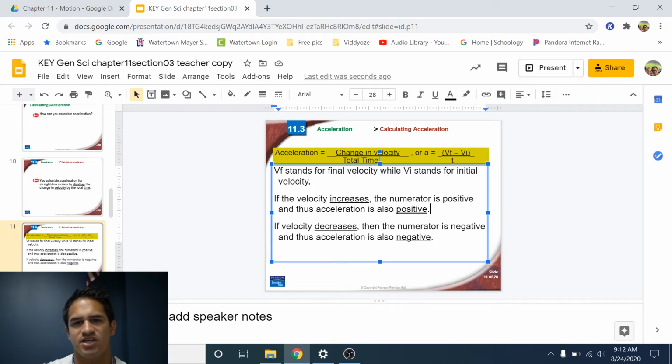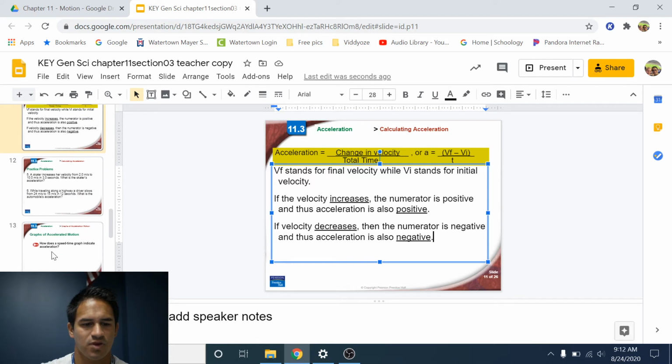Again, if your velocity is increasing, then your acceleration is going to be a positive number. If your velocity is decreasing, then your acceleration is going to be a negative number, okay? So again, don't be afraid of seeing negative numbers. It just means you're slowing down.